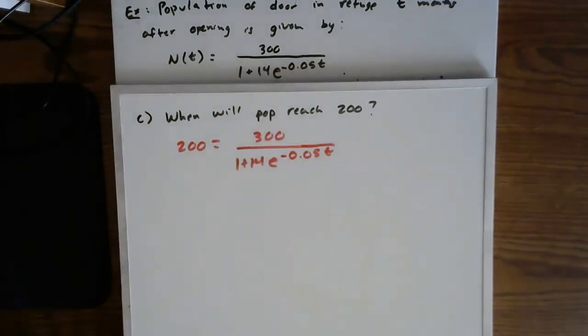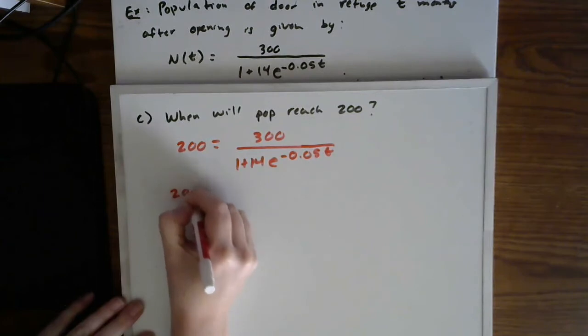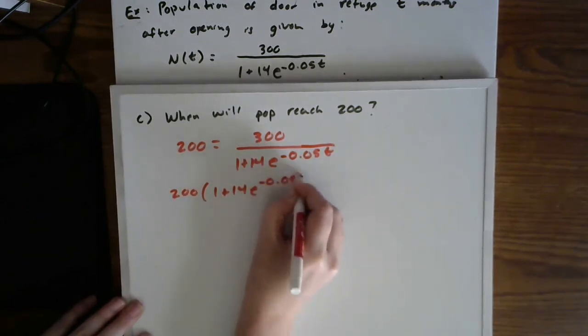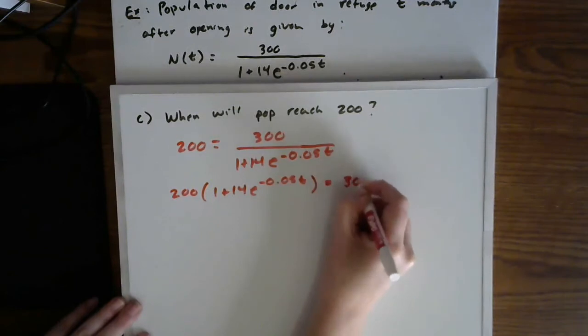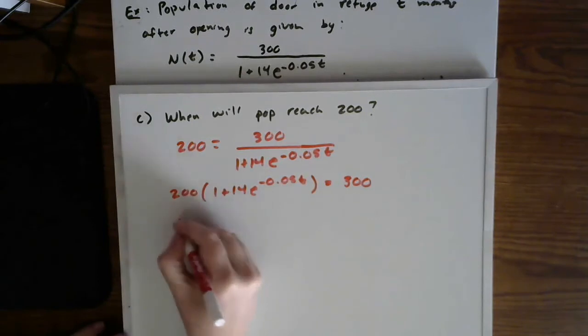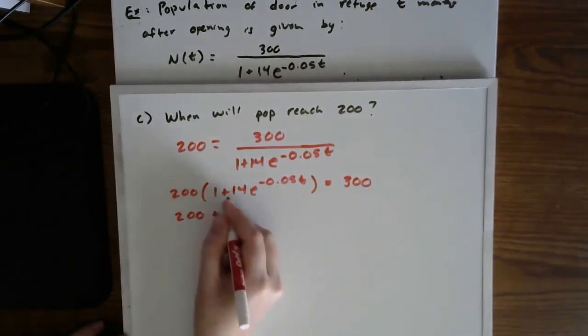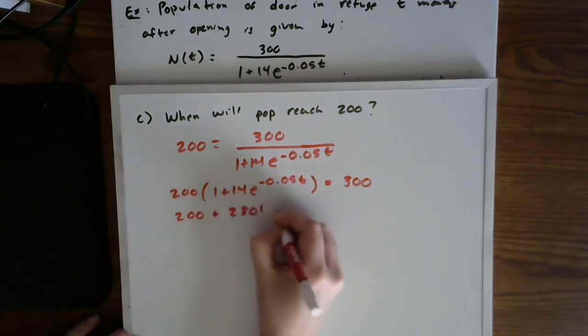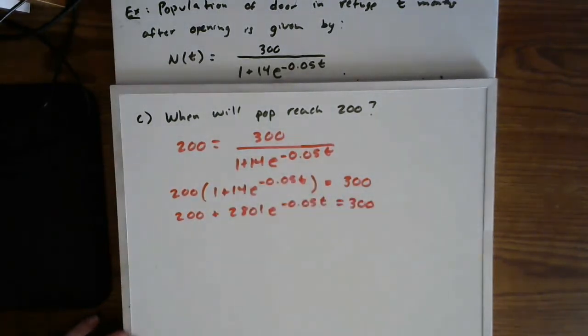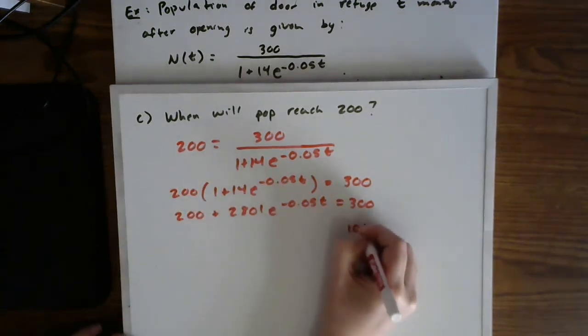So in mathematics, as soon as I see that I have a fraction, I move the denominator to the other side by multiplication. I personally do not like fractions, as most of you all don't either. So let's get rid of the fraction by moving it over to the other side with multiplication. Now let's go ahead and distribute. So 200 times 1 is 200. 200 times 14 is 2801. Now we're just solving a regular exponential. So let's go ahead and subtract the 200 to the other side.